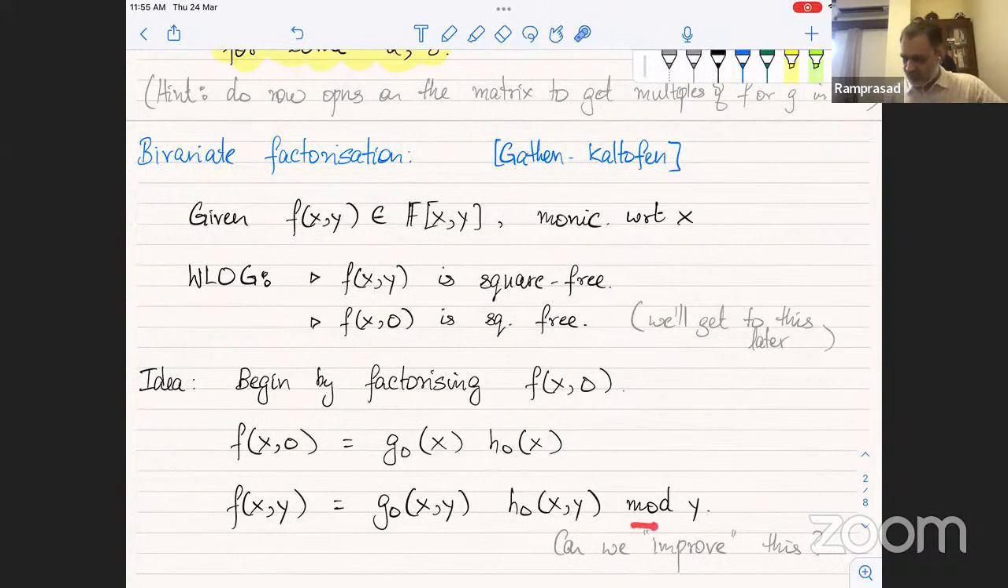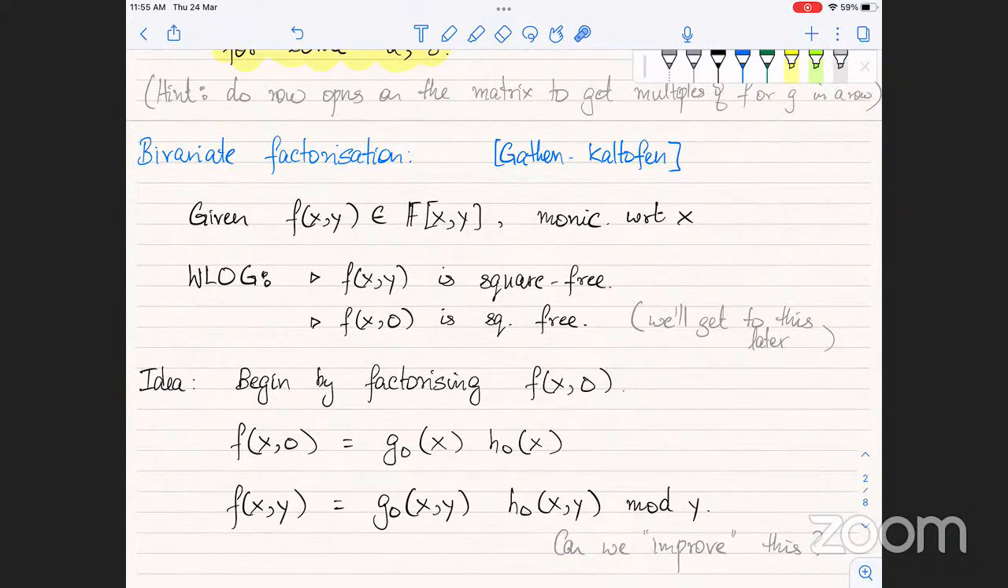So right now, this is a factorization mod y, which says that the error terms are all divisible by y. And what we want to do now, similar to what we had done earlier, is ensure that the error terms are all divisible by y squared, and then y power 4, and then y power 8, etcetera. So we'll want to do this sort of lifting process, or the Newton iteration sort of process.